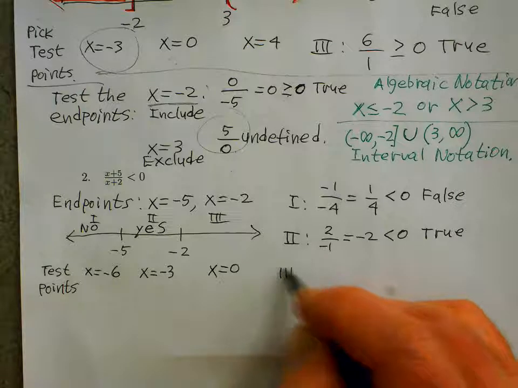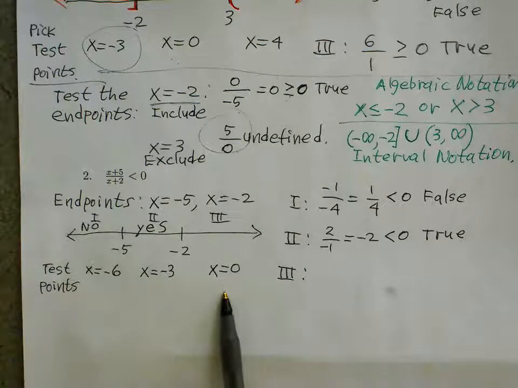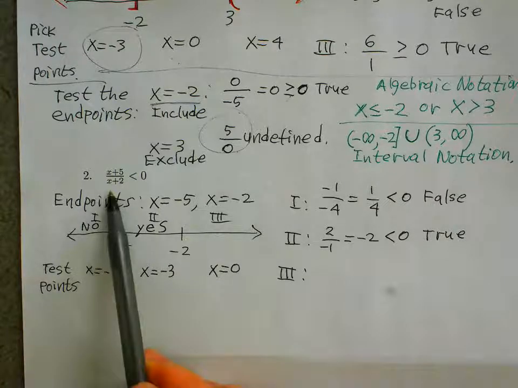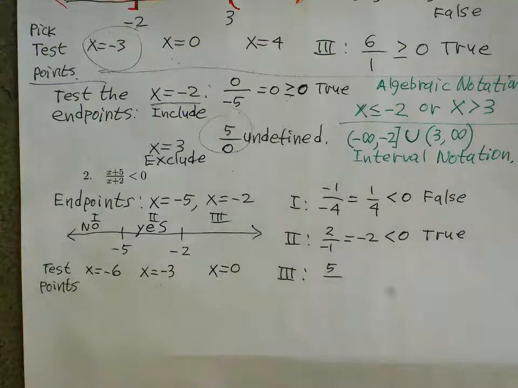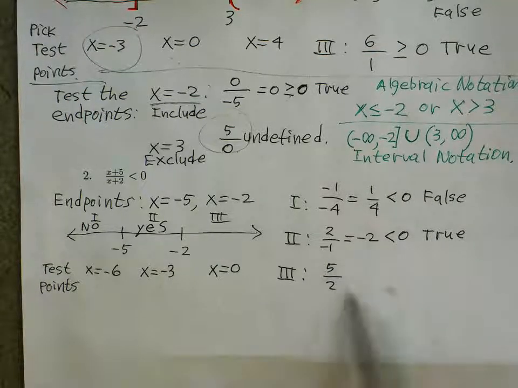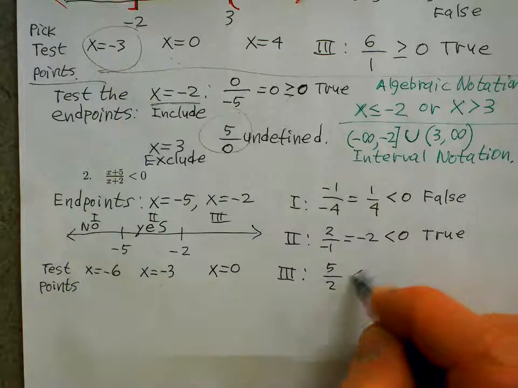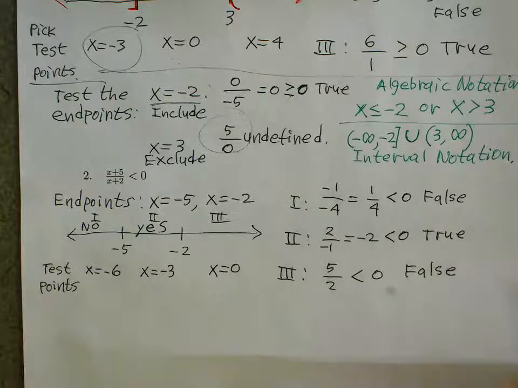In the third interval, our test point is 0. Replace every x with 0. In the numerator, 0 plus 5 is 5. In the denominator, 0 plus 2 is 2. And +5/2 less than 0 is false. So none of the numbers in the third interval are solutions.